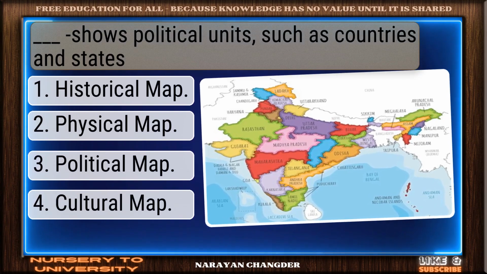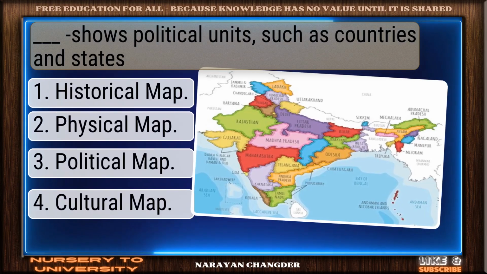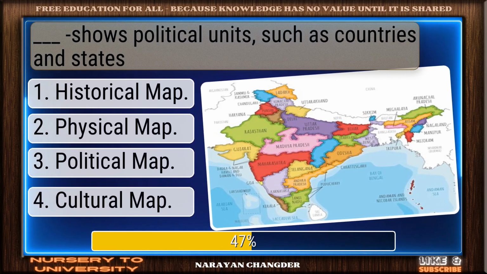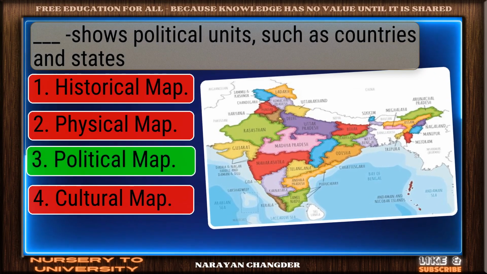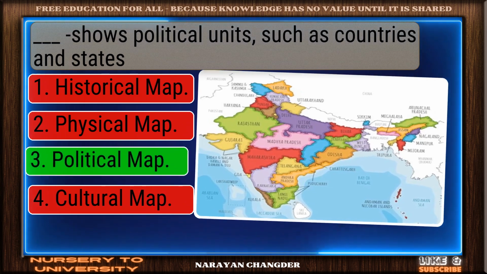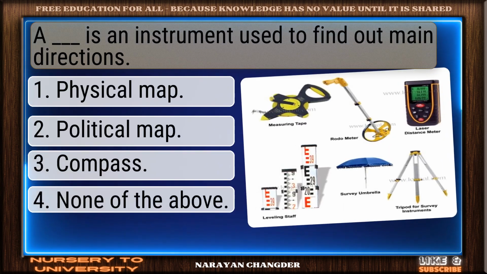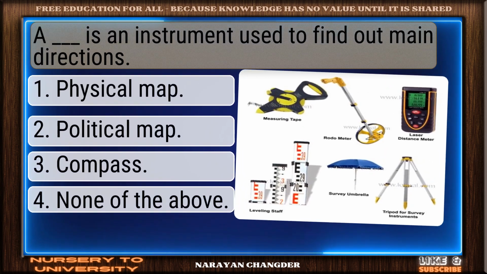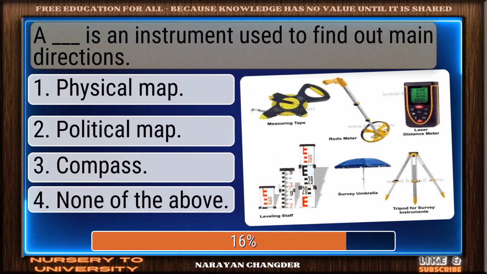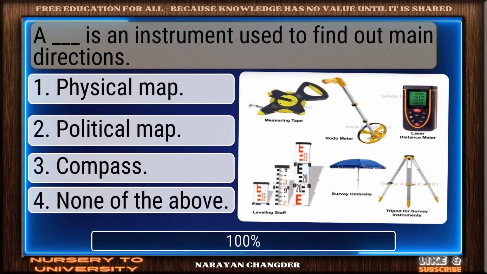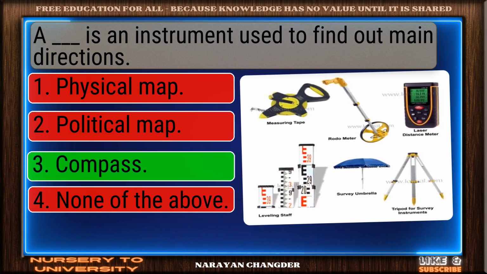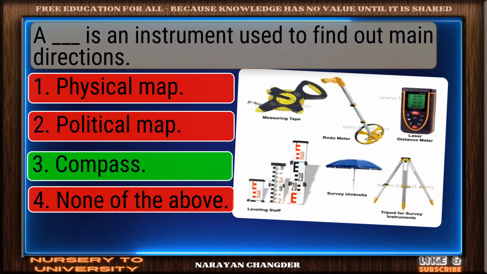Dash shows political units, such as countries and states. Solid response. Political map is a valid choice. A dash is an instrument used to find out main directions. Correct. Compass is the right answer.